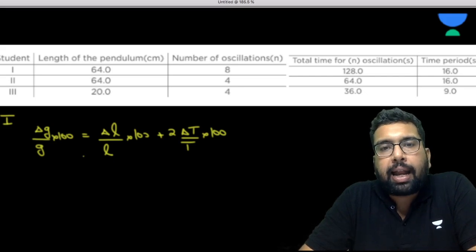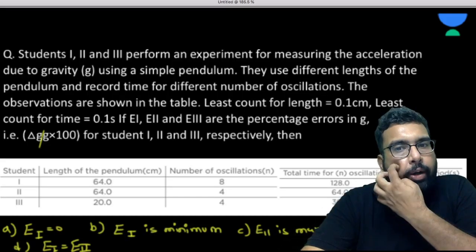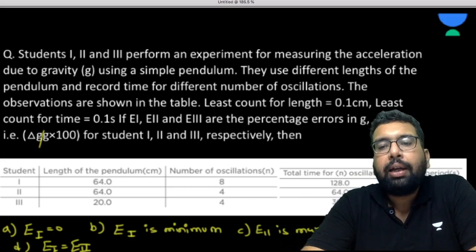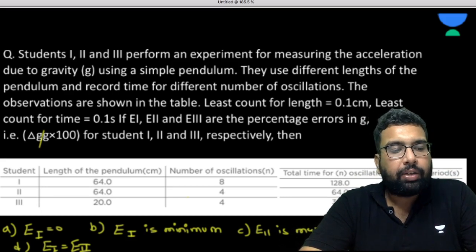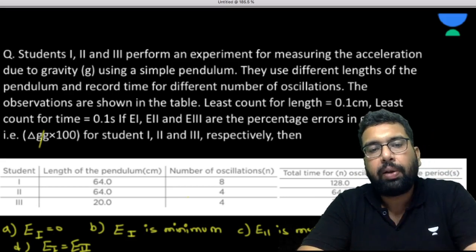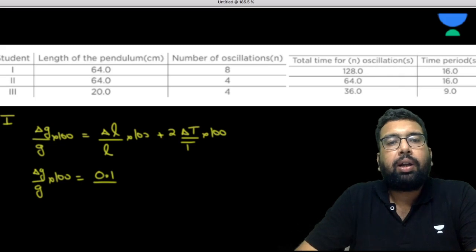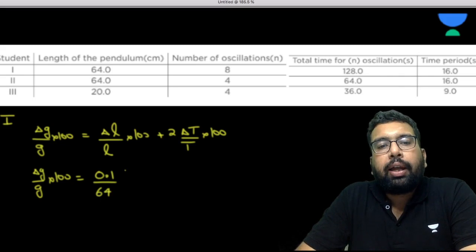Now please understand this. So delta g by g into 100. Now what is the maximum possible error? So it is 0.1 because the least count is 0.1 for the length. And since no other data is mentioned, we are assuming that each of the students has used the same scales, which have the same least count. So now we can write 0.1. Please observe, 0.1 upon what is the length for the first case. So he has measured it as 64, into 100, plus 2 times delta t.